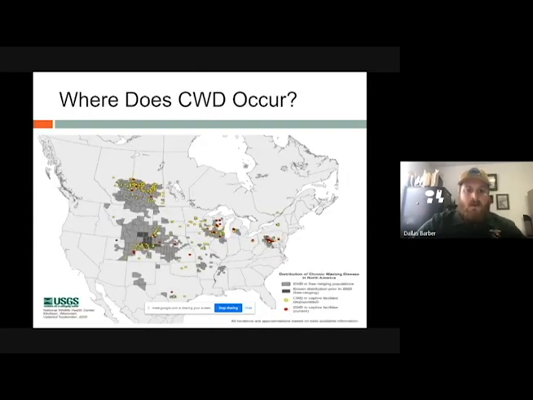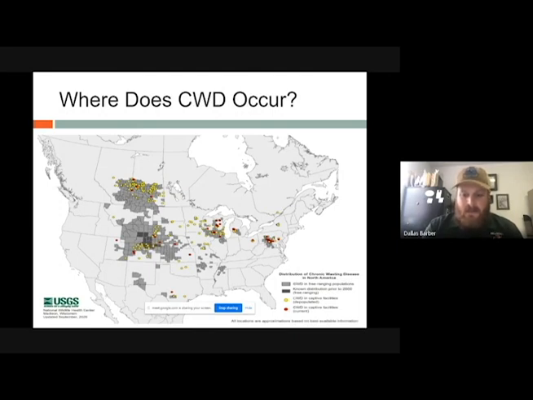So where is chronic wasting disease in the country? This is the most up-to-date map from the USGS, U.S. Geological Survey, up in Wisconsin. All of the gray counties that you can see across the United States are CWD counties as far as free-range deer in those counties that are positive for chronic wasting disease.